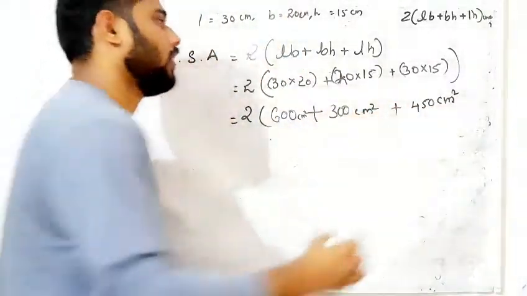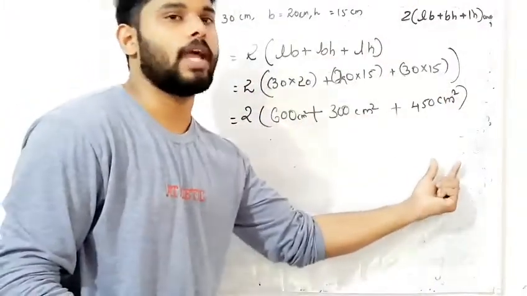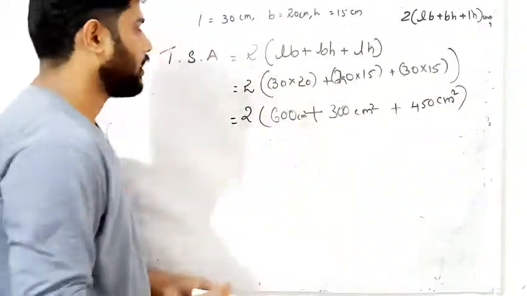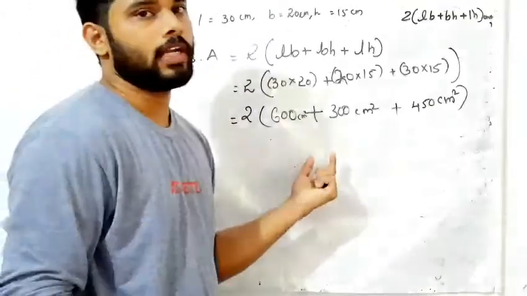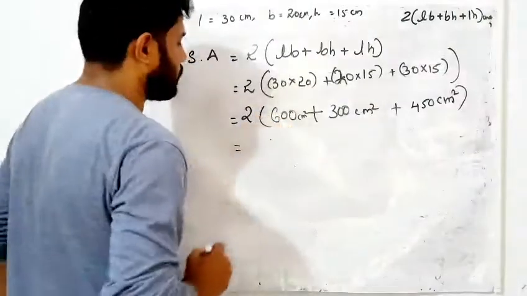square. If you don't want to write centimeter square in the steps, you have no problem. But in the final answer, you have to mention the centimeter square. Okay. If you are not writing the units, you will not get the full mark. So you have to write the units also.